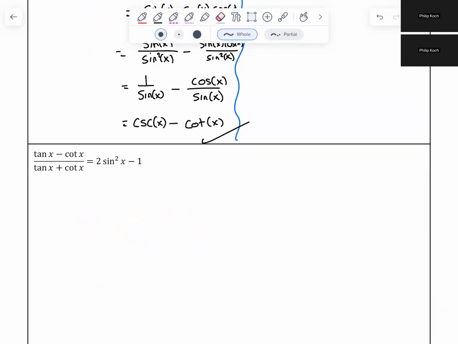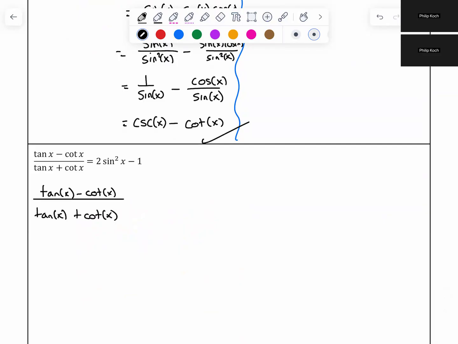So I'm going to rewrite our left-hand side. Tangent of x minus cotangent of x all divided by tangent of x plus cotangent of x. And remember, they cannot cancel because they're terms. You can't cancel terms vertically. You can only cancel factors vertically.